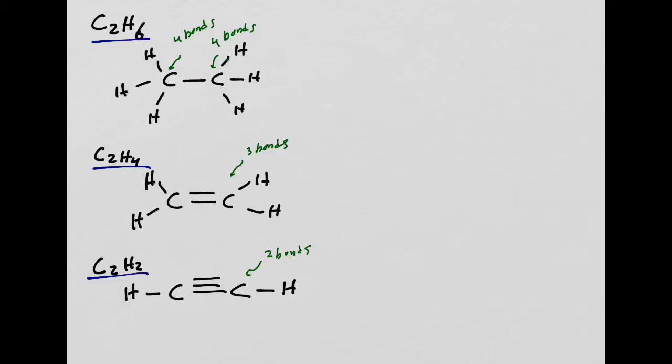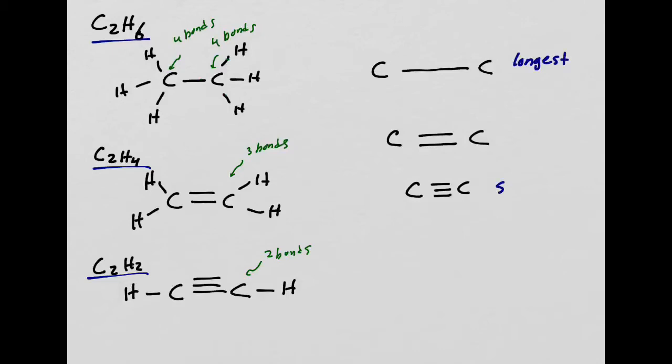Now, the last fun thing to talk about. This is carbon single bond. In C2H4, you had carbon double bond. In C2H2, you had carbon triple bond. I've exaggerated, but this shows that carbon single bond is the longest, and carbon triple bond is the shortest.